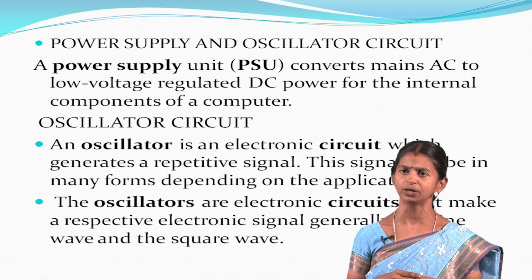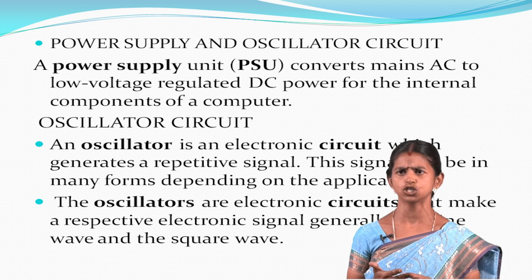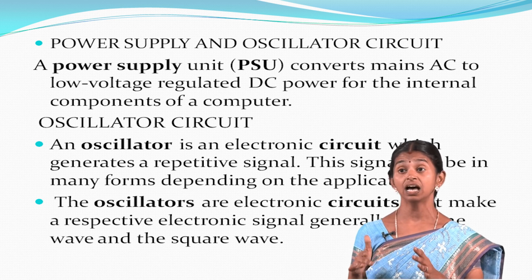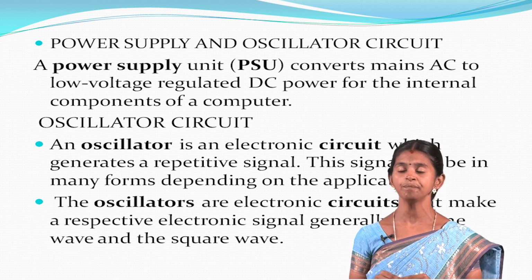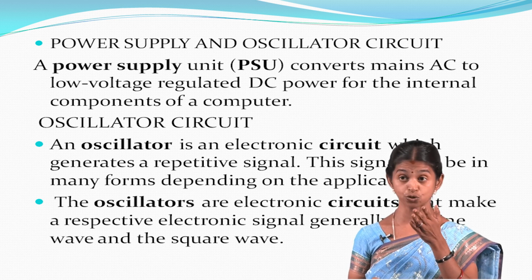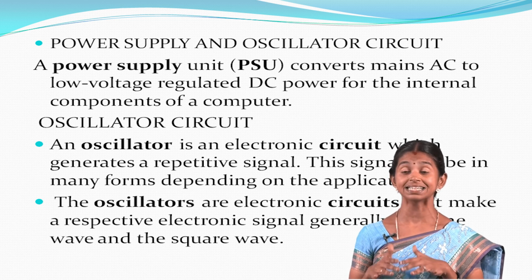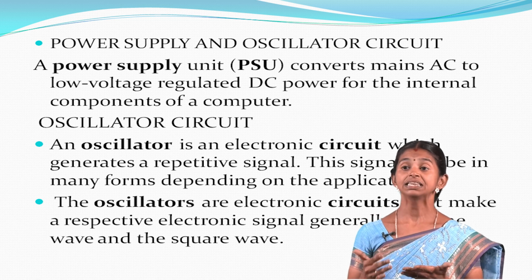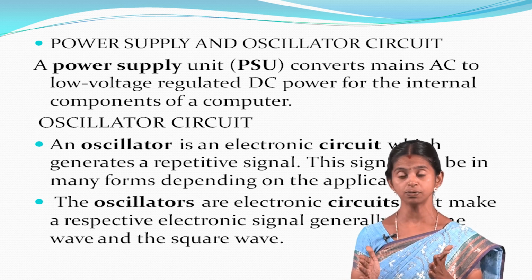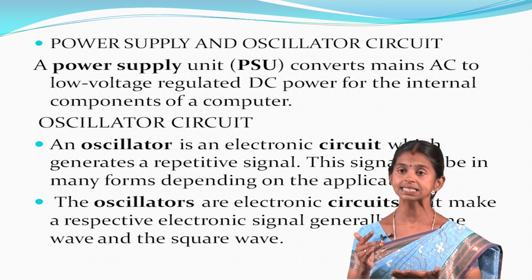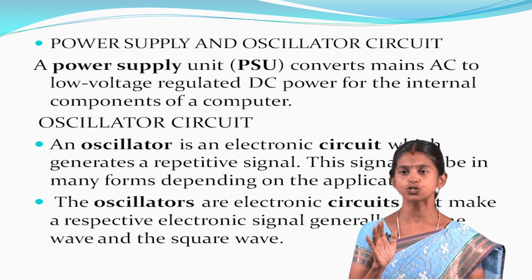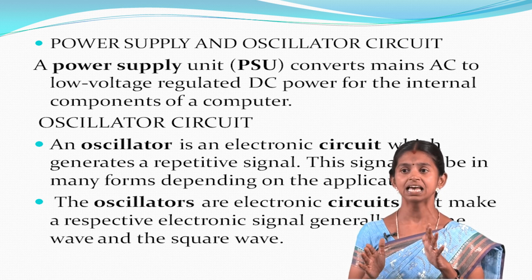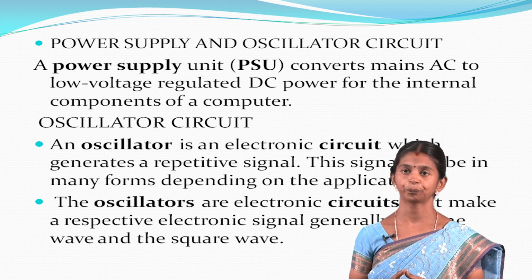A power supply unit can be defined as a PSU. It converts mains voltage to low voltage regulated DC power for the internal components of the computer. Oscillator circuit. It is an electronic circuit which generates a repetitive signal. This signal can be in any form depending on the application. Oscillators are electronic circuits that make a repetitive electronic signal, generally the sine wave and the square wave.